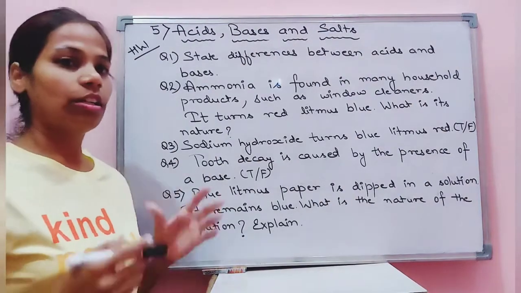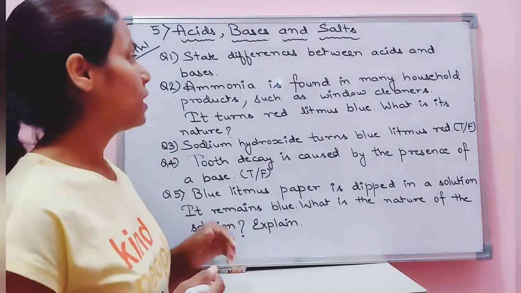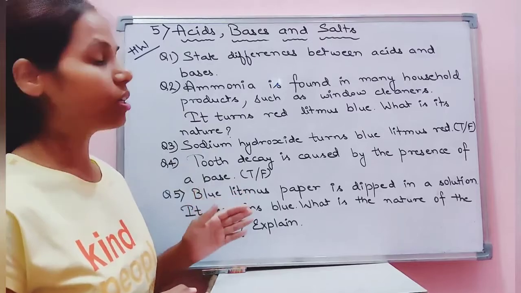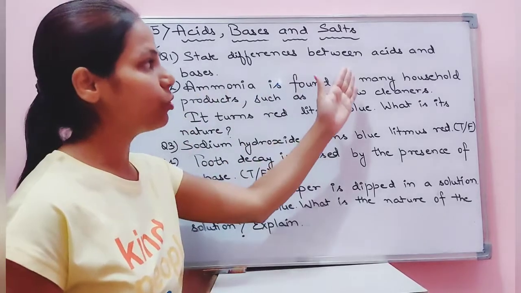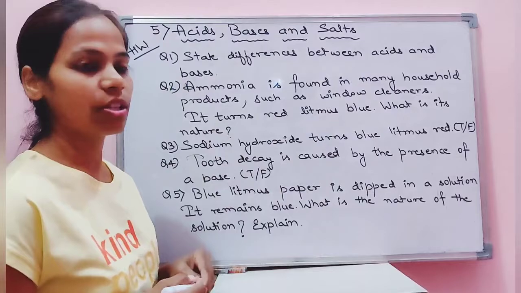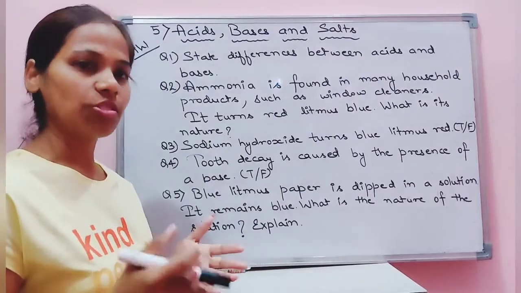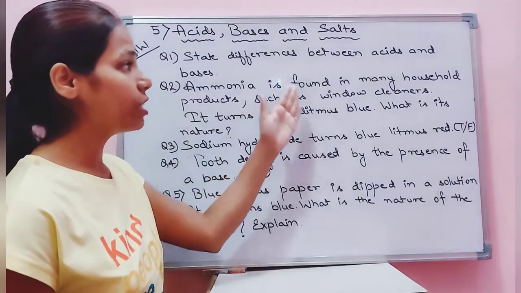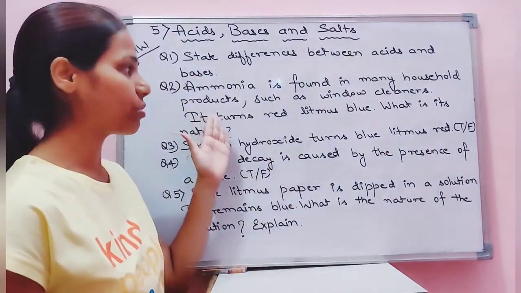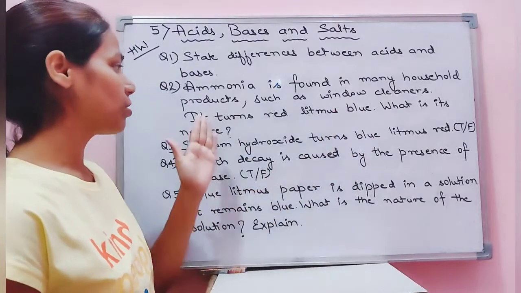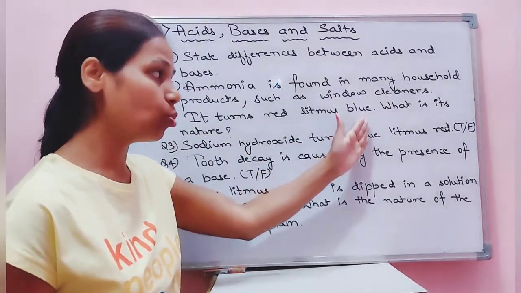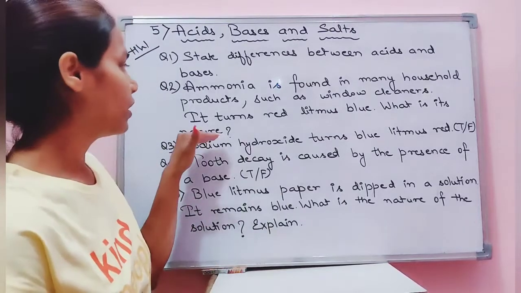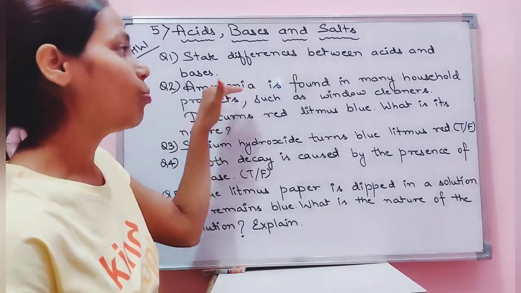Moving on to the last section of the lecture, children, the homework that you need to do in your fair classworks. Question 1: State differences between acids and bases. You need to write at least 3 to 4 differences. Question number 2: Ammonia is found in many household products such as window cleaners. It turns red litmus blue. What is its nature? You need to write the nature of ammonia.